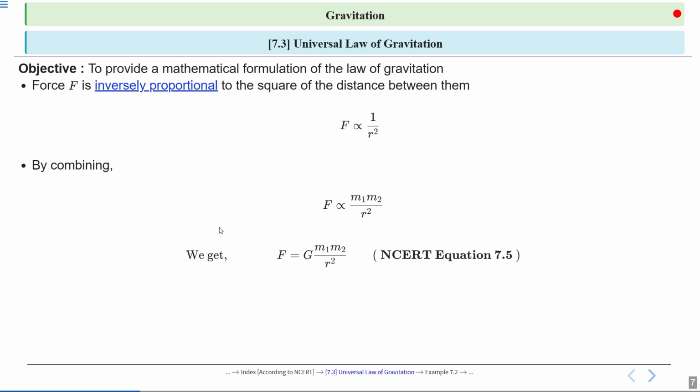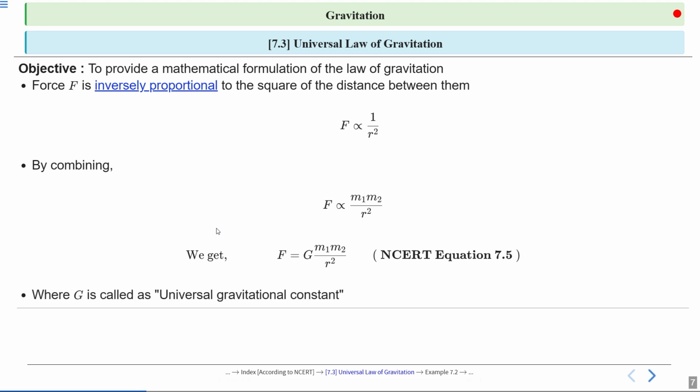Alright. Where G is called the universal gravitational constant, which is a fixed value that allows us to calculate gravitational force accurately.